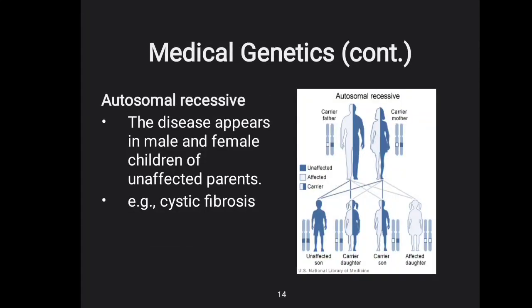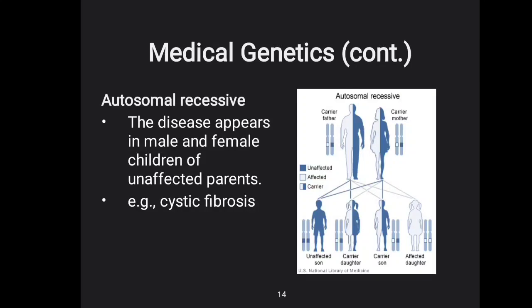So what is autosomal recessive? As the name indicates, recessive means the parents must have two alleles of the same trait to be dominant. The disease appears in male and female children of unaffected parents. What does it mean? Both parents, father and mother, as you can see, are half colored. That means both parents have a single recessive allele. That's why father and mother don't show the disease pattern.